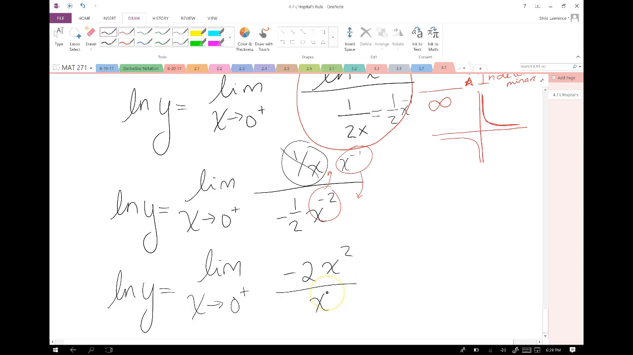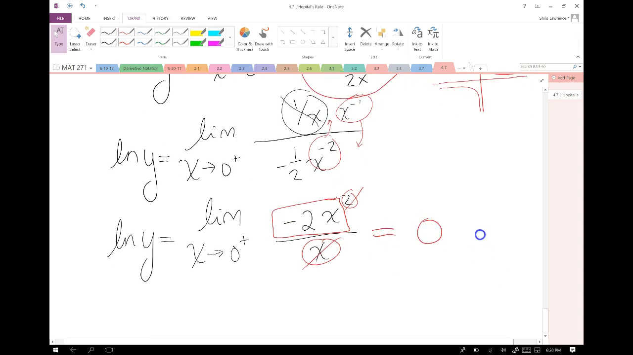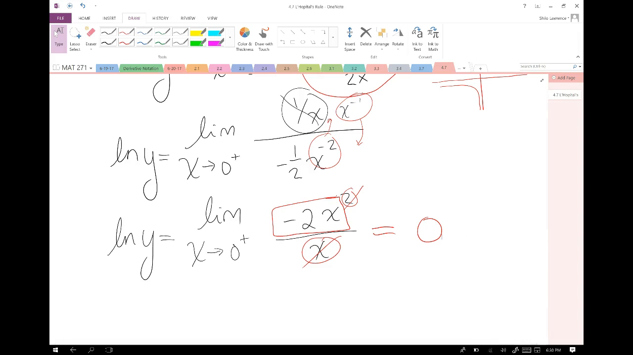And we can do some simplifying here. There is an x in common in the top and the bottom. So that simplifies down to just -2x. Now when I plug 0 in, -2 times 0 is 0. That is not indeterminate because it's not 0 over 0 or infinity over infinity. That is not your answer.